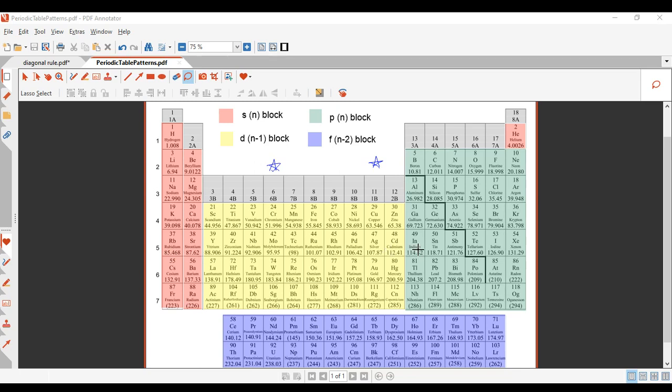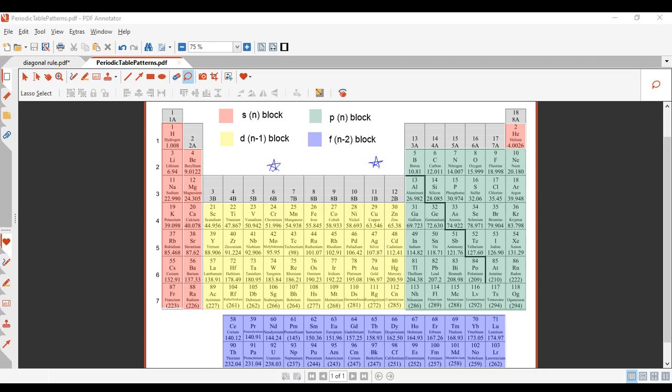Indium will end in 5p1. Astatine will end in 6p5. Now, if we look at the D block, the reason why there's n-1 is because the energy level of the sublevel that it ends in will be 1 less than the period number. So if we look at vanadium, vanadium will end in 3d3. We'd be careful of exceptions.